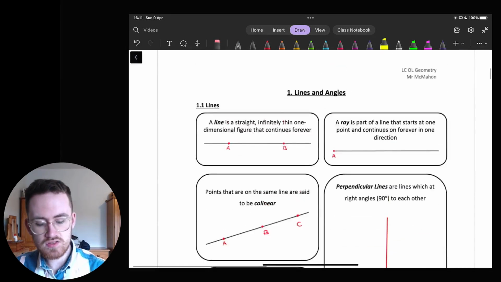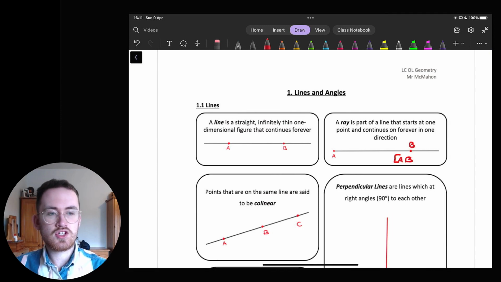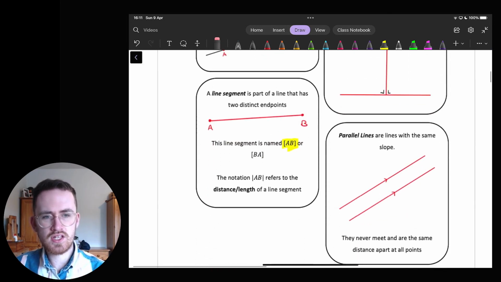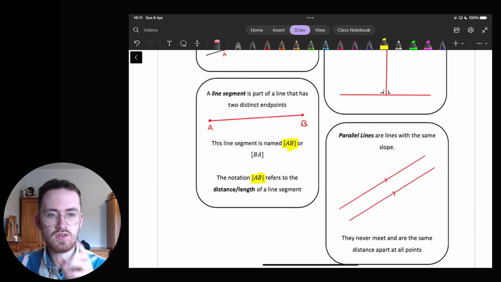So if we think about this ray up here, we could write that as [AB if it went through the point B here. That shows that it has an endpoint at A but continues on past B. Again, all this notation should really be familiar to us at this point. Our notation here with the two straight lines for |AB| means that we're talking about the distance, or the length, of that line segment AB.